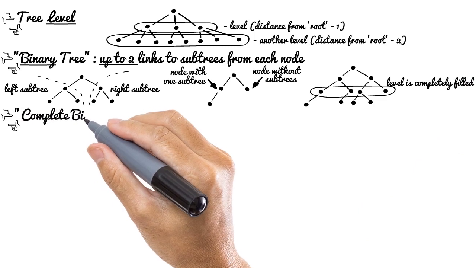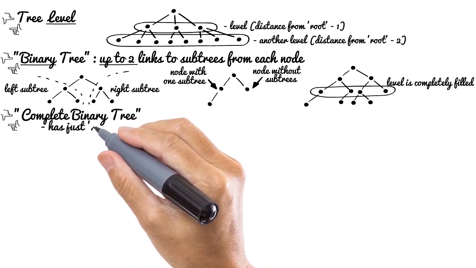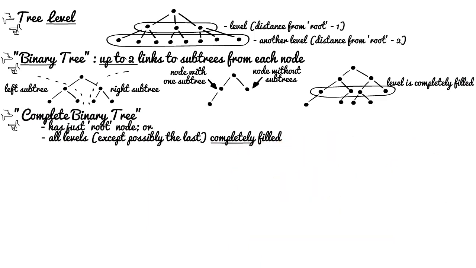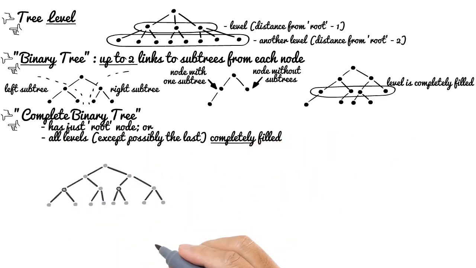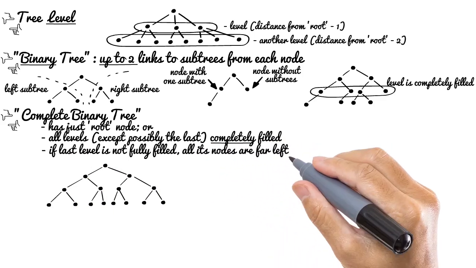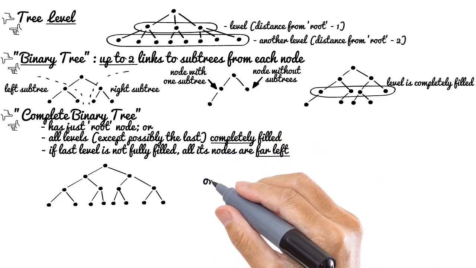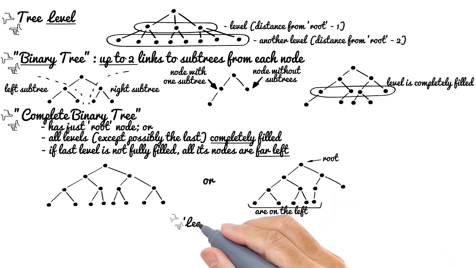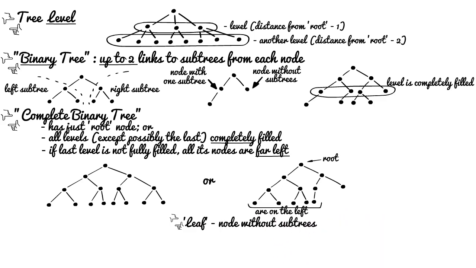A complete binary tree is a tree which has just a root node, or all levels, except probably the last, completely filled by nodes. If the last level is not fully filled, all its nodes are as far left as possible, like you can see in the picture. This tree is considered a complete binary tree. A leaf is a node without any subtrees.